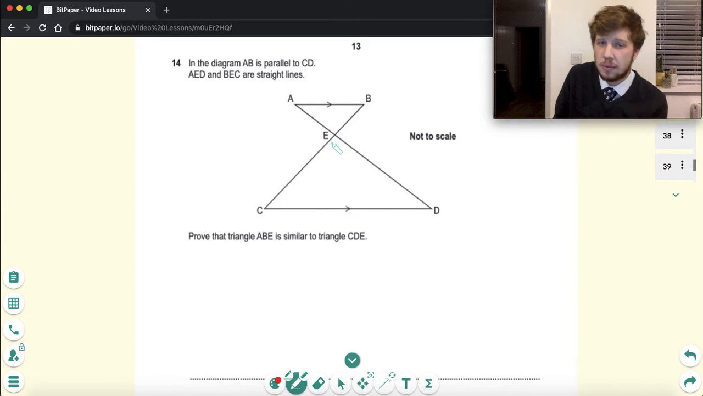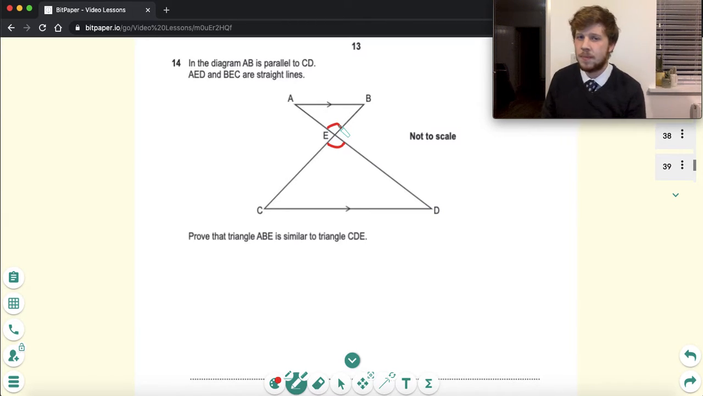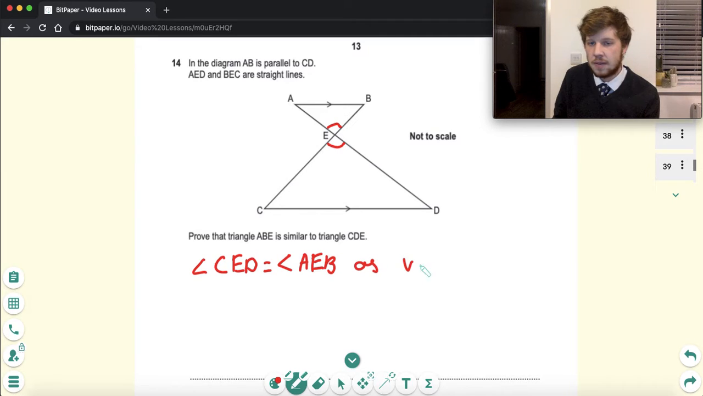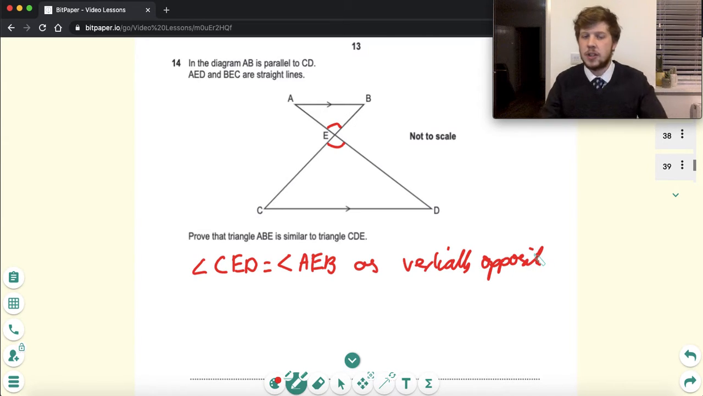So to start off with, I'm going to focus on this angle here, and this angle here, and we should see that because they are vertically opposite, they would be equal. So I'm going to denote it as angle CED must be equal to angle AEB, and I'm going to say as vertically opposite. Okay, that's the first one done.